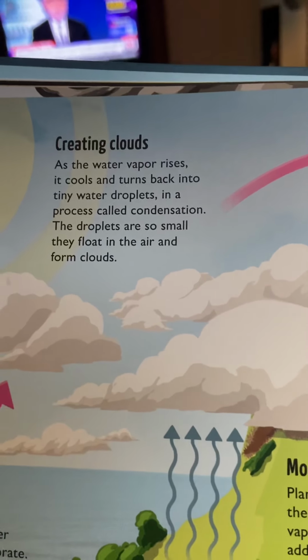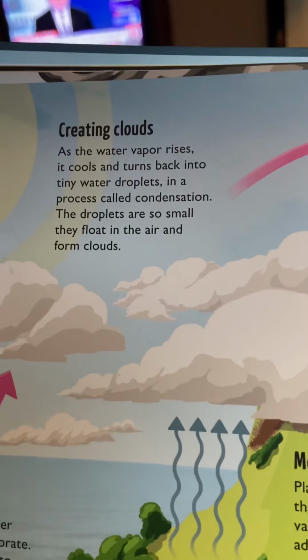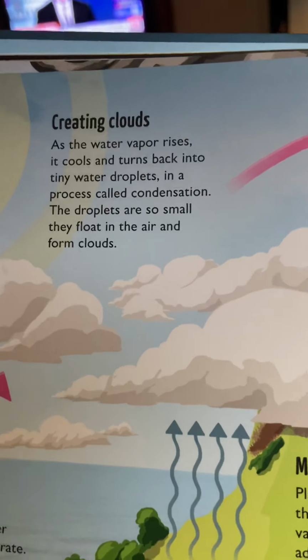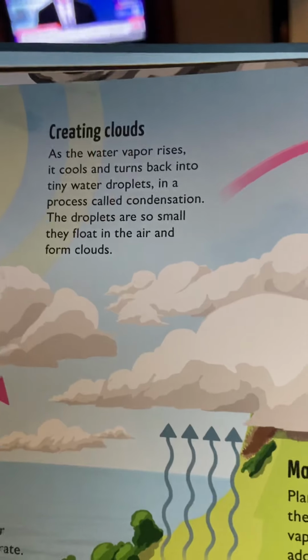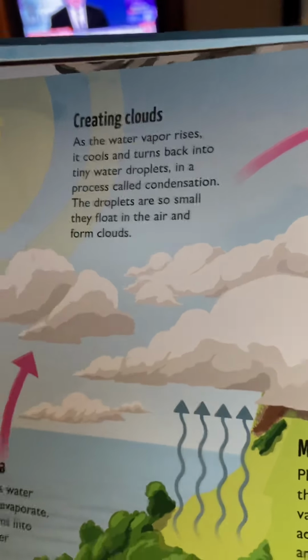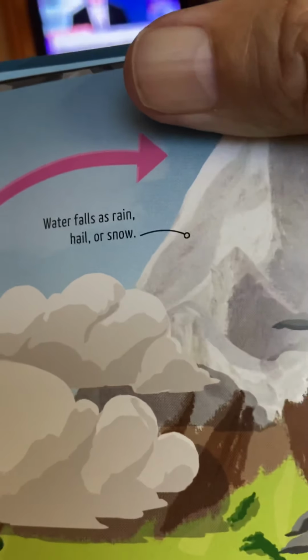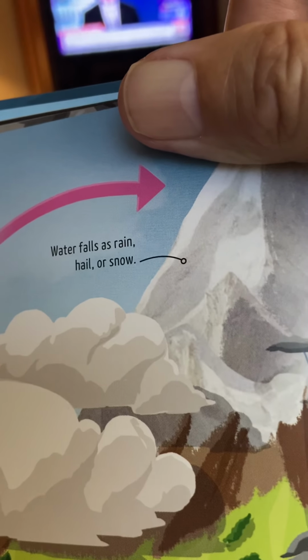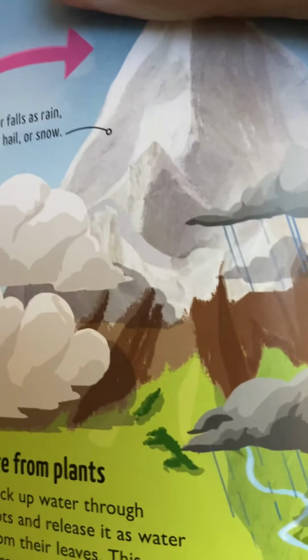As the water vapor rises, it cools and turns back into tiny water droplets in a process called condensation. The droplets are so small they float in the air and form clouds. Water falls as rain, hail, or snow.